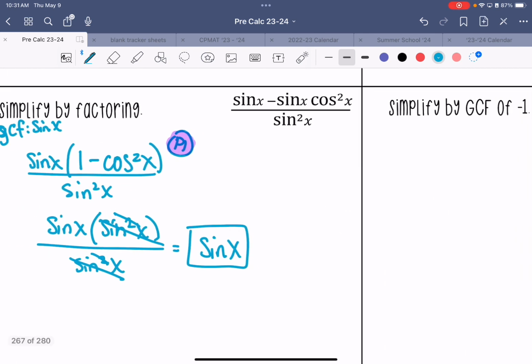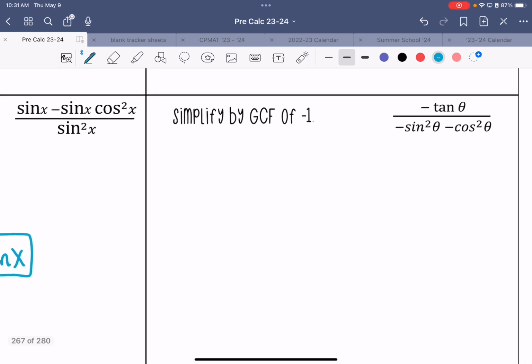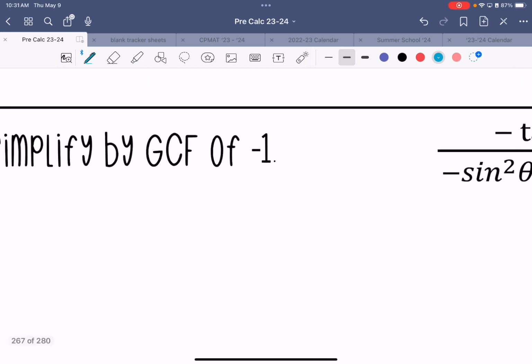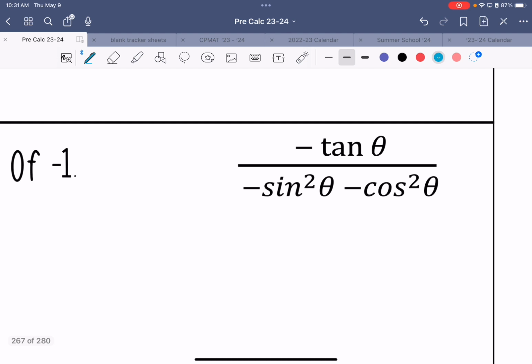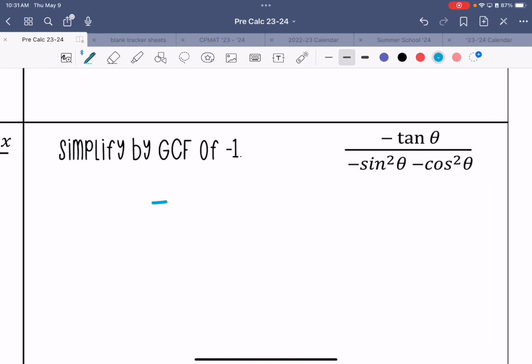Okay, good. Let's look at this one. This one is still similar in that you will take out a greatest common factor, but this time it's going to be a number instead of a function. So if we look at the numerator here, this does not have a plus or minus sign or anything squared, so I can't do anything with the numerator yet. So I'm just going to write it up here.